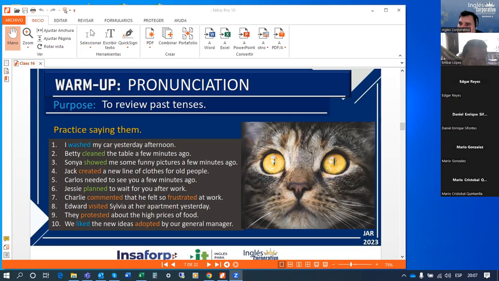I washed my car yesterday afternoon. Betty cleaned the table a few minutes ago. Sonia showed me some funny pictures a few minutes ago that created a new line of clothes for all people. Carlos needed to see you a few minutes ago. Jesse planned to wait for you afterward. Charlie commented that he felt so frustrated at work. Edward visited Sylvia at her apartment yesterday. They protested about the high prices of food. We liked the new ideas adopted by our general manager.